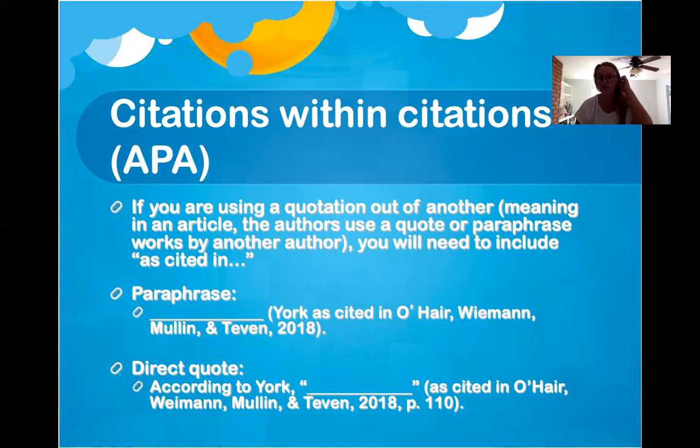So in your textbook, Tevin and O'Hare and Weeman and Mullen all go in and cite other authors that they've learned things from. This basically allows us to know who they pulled that information from, and so we can give proper credit where credit is due. That, or you can just go look up the original work. You could go ahead and look up York's original work, which is like an extra step, or you could just add the as cited in.